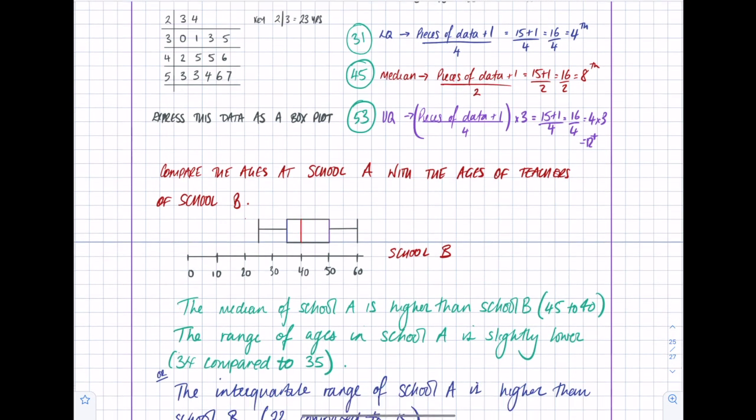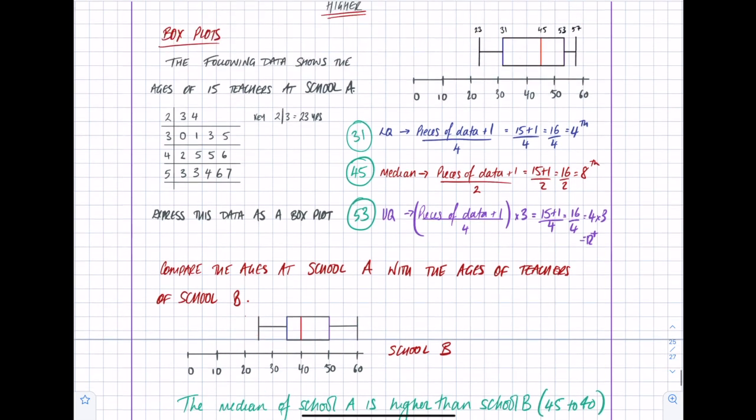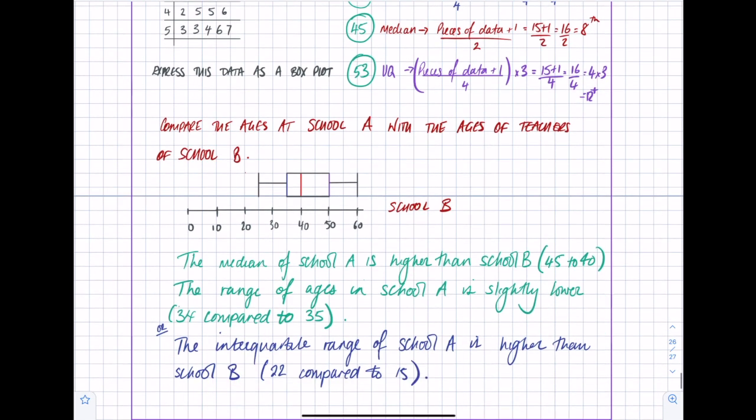Always compare the median. And then the next thing you choose is one of the ranges. You either do the range, which is from here to here, or from here to here. In this case, the range of school A is slightly lower, 34 compared to 35.